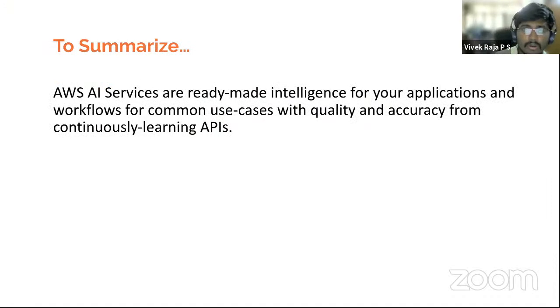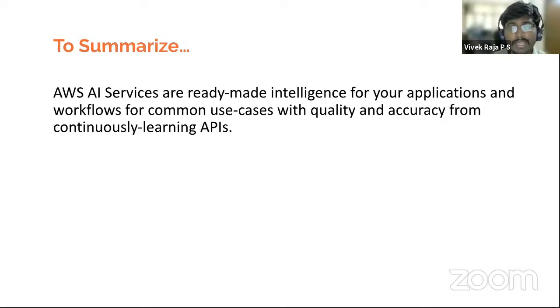So I guess I have talked a bit about why these AI services are important and whom they are important for. To put it into simple words, AI services are ready-made intelligence. There is no need for you to do the heavy lifting of training the model and so on. You can easily integrate this ready-made intelligence in your applications and workflows for some common use cases. The common use cases, as we said before, might be related to image, video, text, intelligence services, or search, or anything like that.